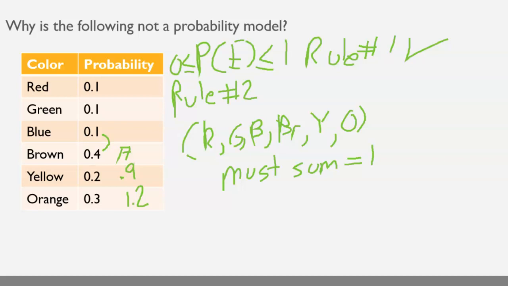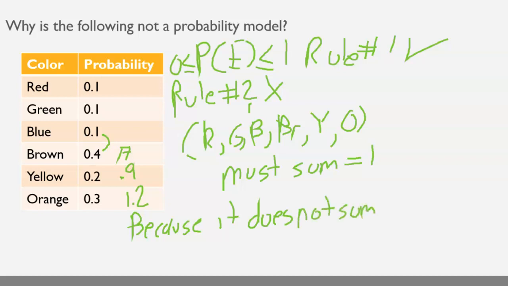Okay, there we go. So, the rule says it has to equal 1. If they equal anything other than 1, doesn't matter if it's below or above 1, it has to be 1. So then this probability model is not a true probability model because it fails rule number 2. So then why is this not a probability model? Our answer would be because it does not sum to 1.